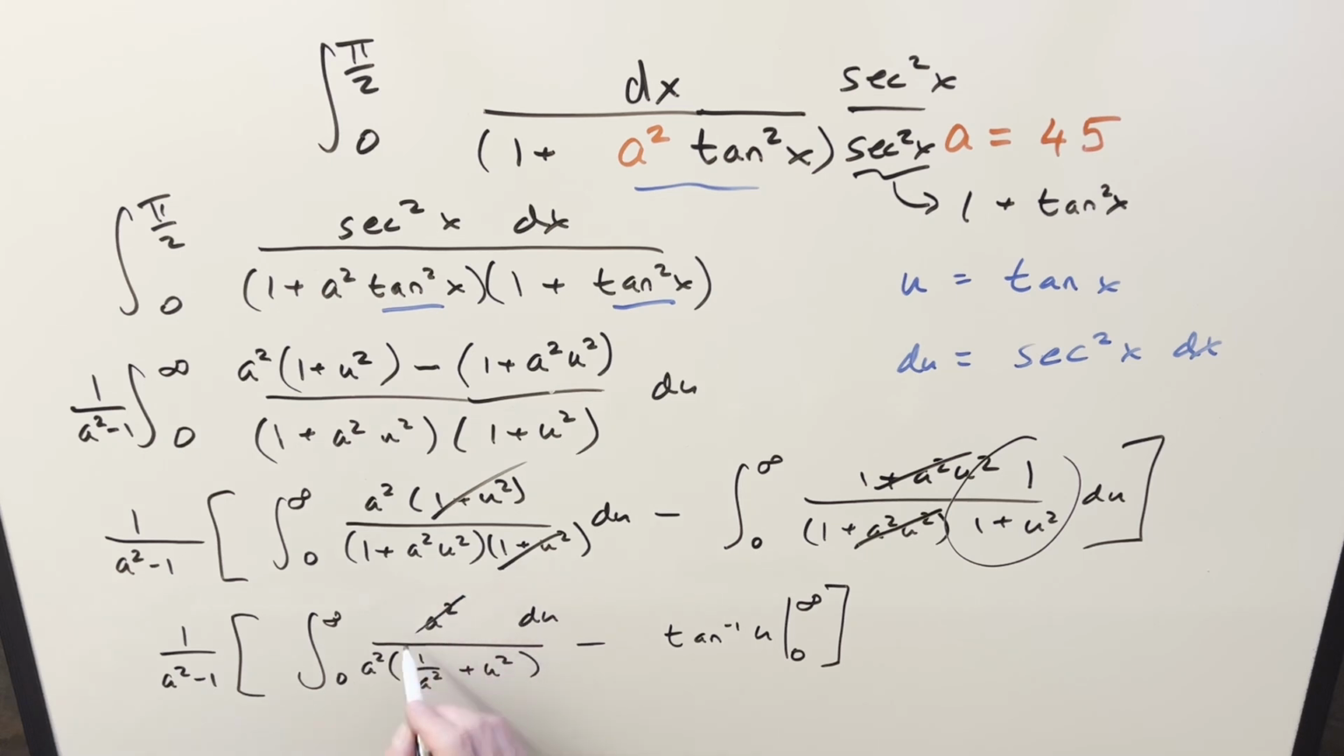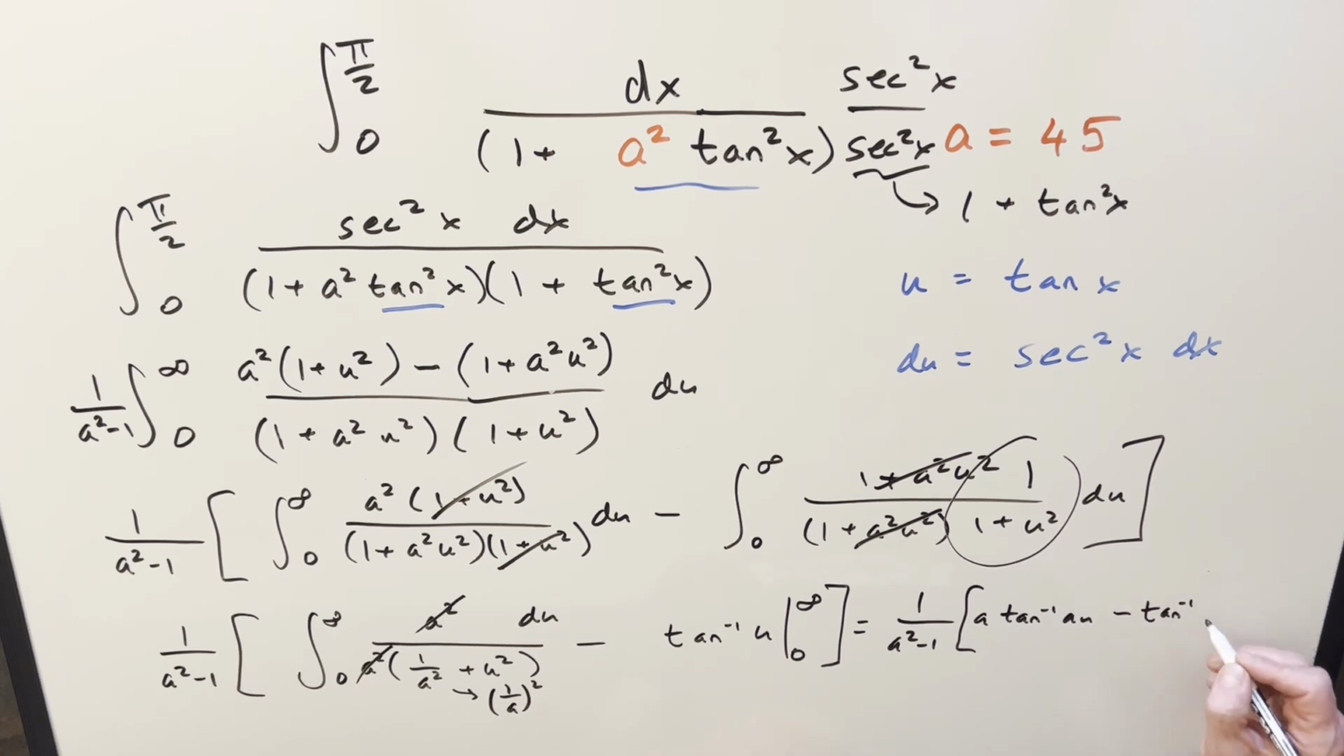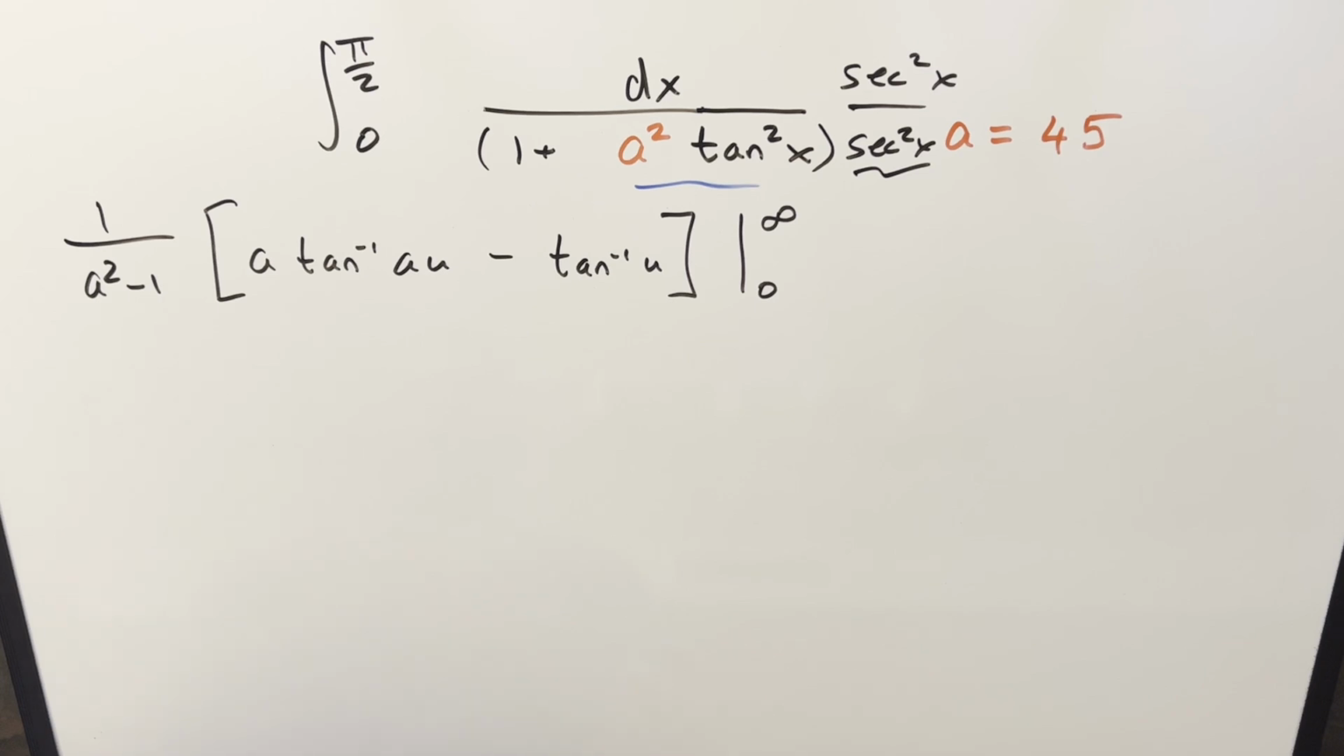Over here we can cancel a squared with a squared. Then with this thing squared, thinking of it as 1 over a all squared, this is also set up for the arctan formula. So we've got the constant out front. Then using the arctan formula, we flip this, so it's going to be a arctan of au. We'll evaluate them together, so this part is just arctan of u, evaluating from 0 to infinity. Now we're in good shape to finish this off.